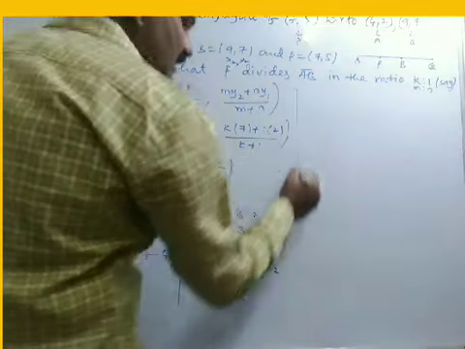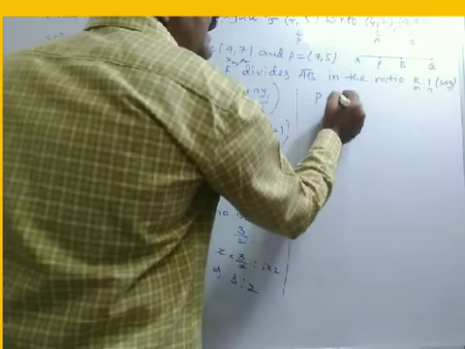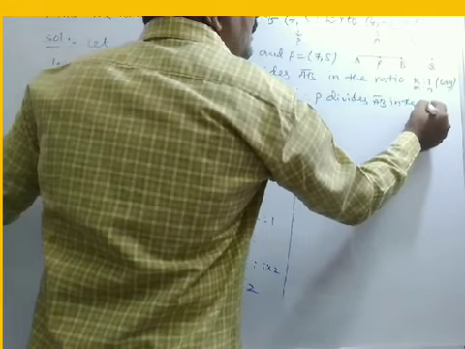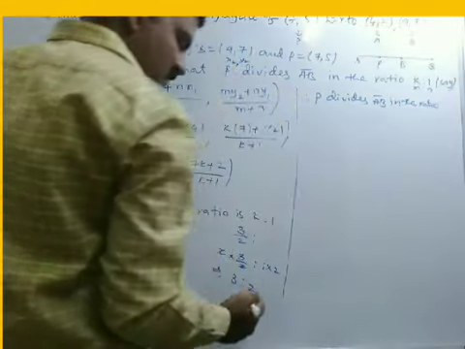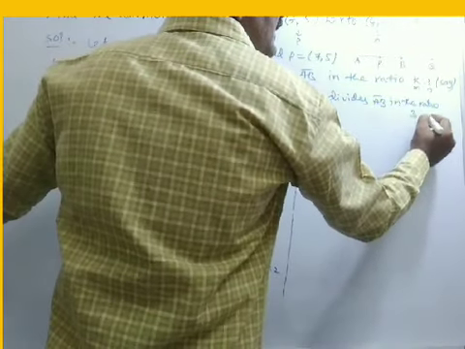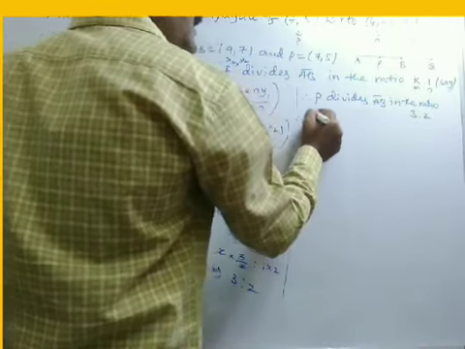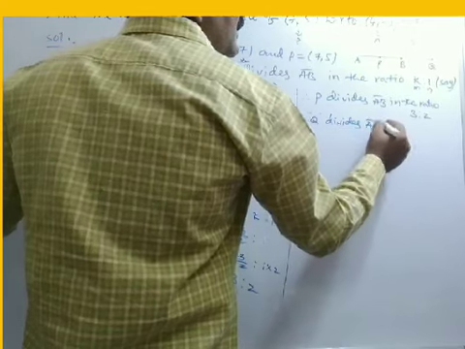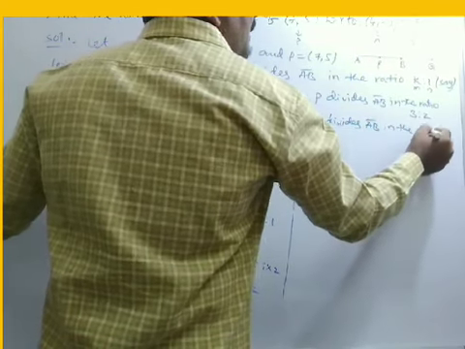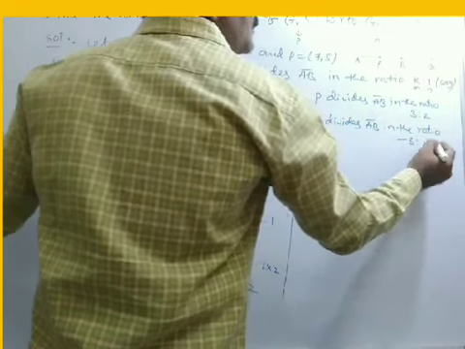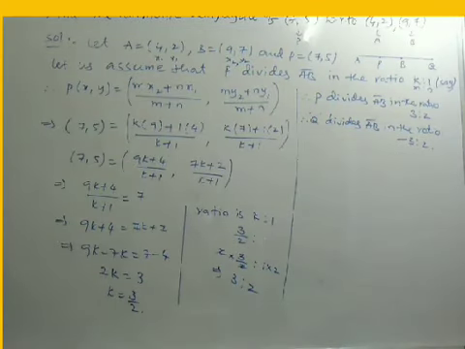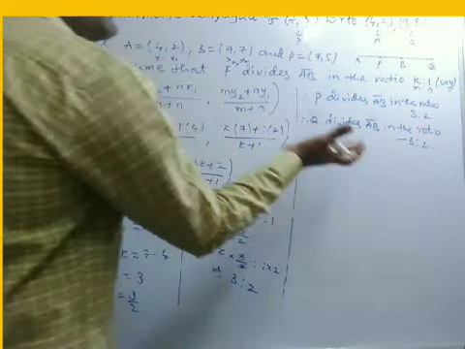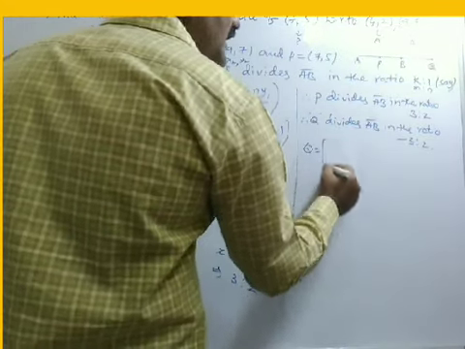So therefore what we can conclude is that P divides AB bar in the ratio 3 is to 2. Therefore, because of the harmonic conjugate, Q divides AB bar in the ratio minus 3 is to 2, isn't it? If one is L is to M, then the other one is minus L is to M. So now I know in what ratio Q divides. Hence now I can apply the formula once again to get the coordinates of Q.